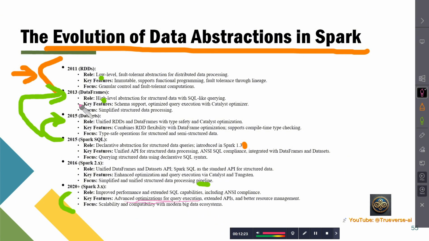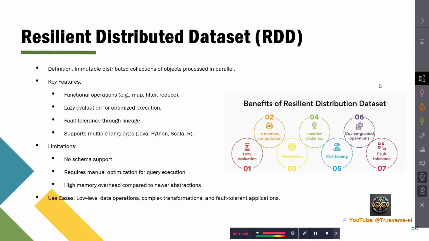So this is the history, or let's say the evolution, of the data abstraction in Spark. That is very useful for preparation. This slide I spent a lot of time to make everything very clear in a very good order. So let's go inside RDD.